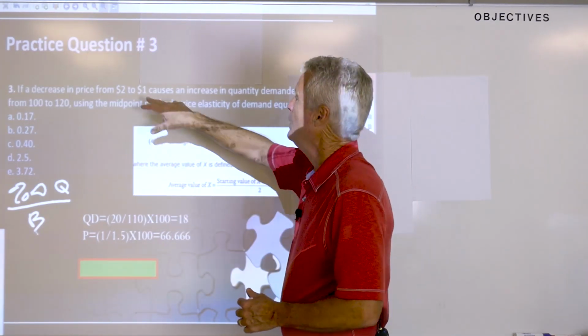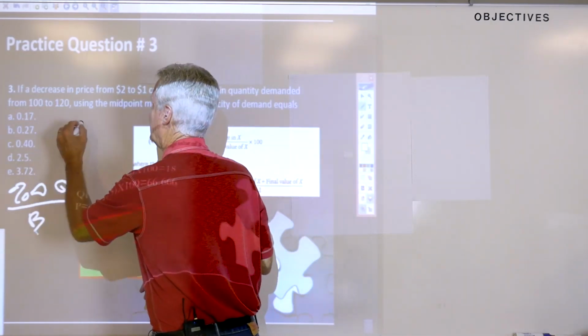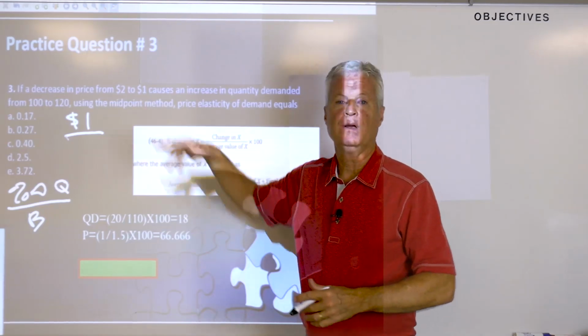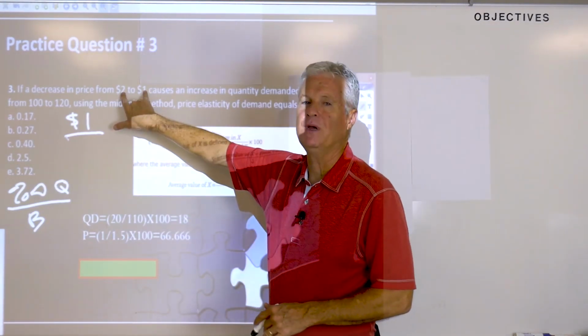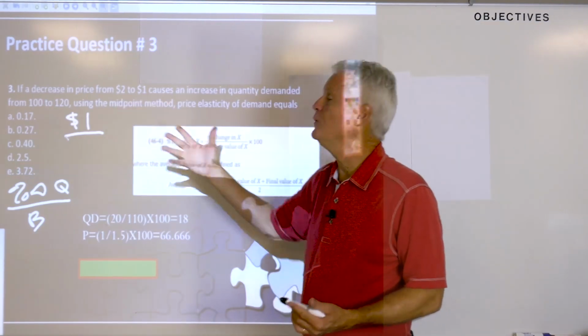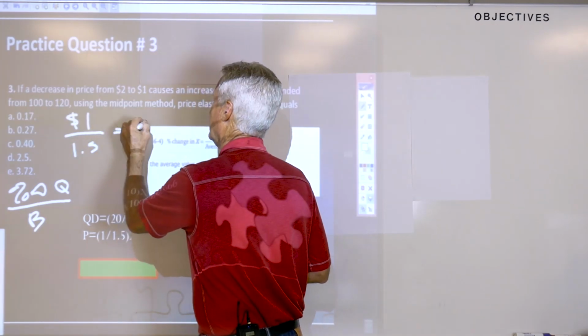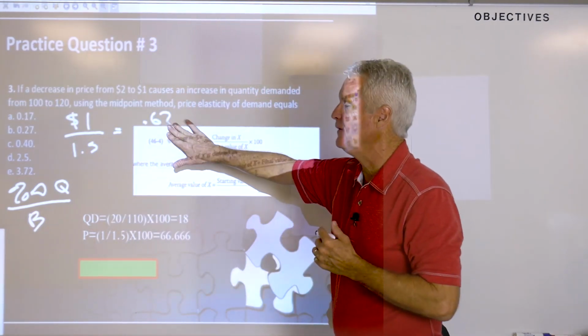Okay, so we went from $1 to $2. Well, that's $1. So our change is $1. Where did we begin? When we began at $1, the midpoint method says don't begin at $1, use the middle. What's the average of these two? It's $1.50. Okay, over 1.50, and that's 0.67. Okay, so there's our price difference.